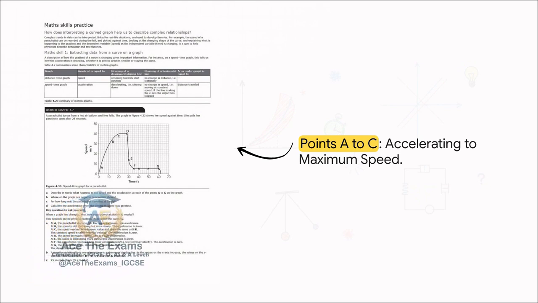Simple, right? Now, as we move to point B, notice the curve. The speed is still increasing, so yes, she is still accelerating, but the gradient is getting less steep. Therefore, the acceleration is actually lower. Finally, we hit point C. The curve completely flattens out. The speed has reached its maximum value and stays exactly the same.